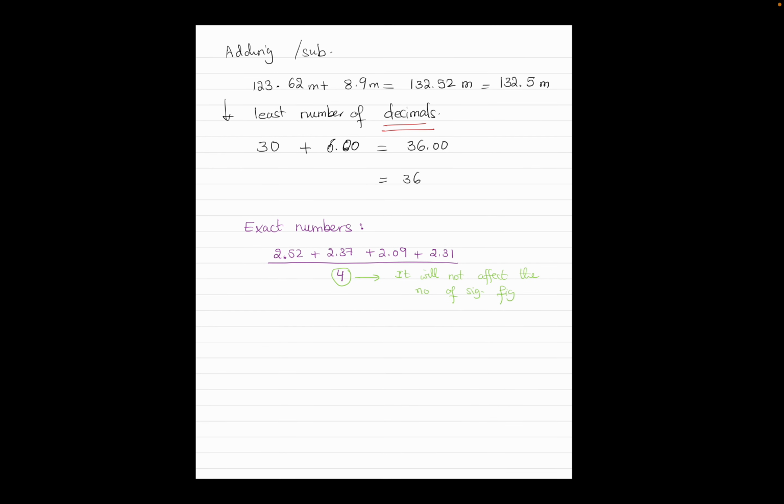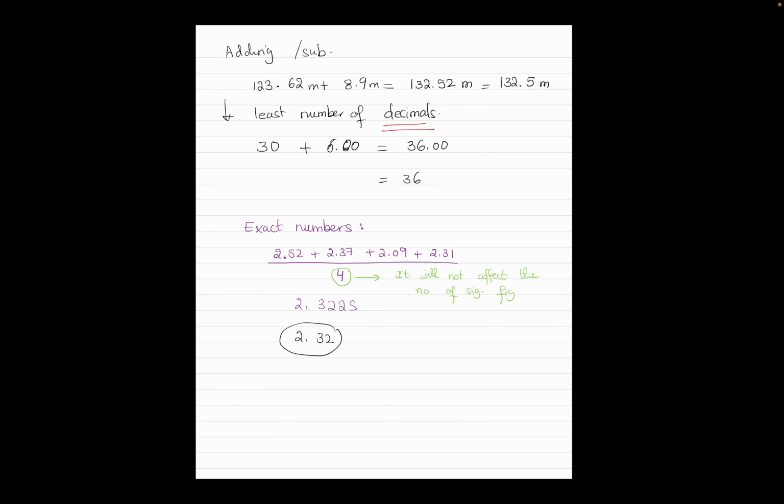Therefore, I want to show you the calculation. When I do the calculation here, I have 2.52 plus 2.37 plus 2.09 plus 2.31, and then I divide by 4, and I'm going to have 2.3225. What I'm going to keep is only 2 decimals, and therefore the last answer here is 2.32. This is the answer to this problem.